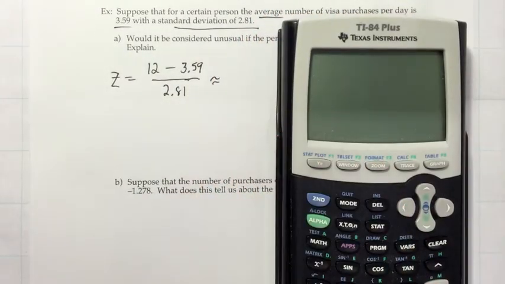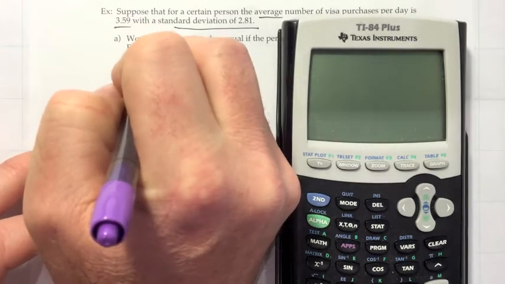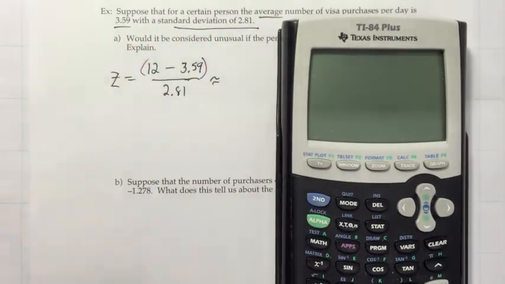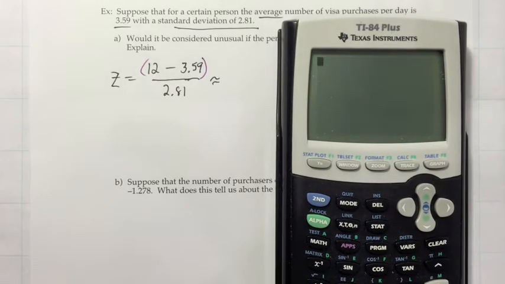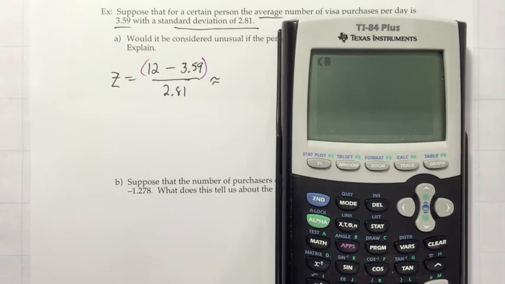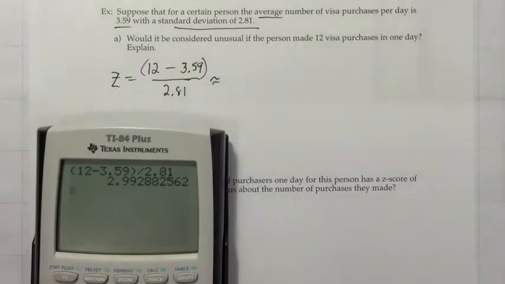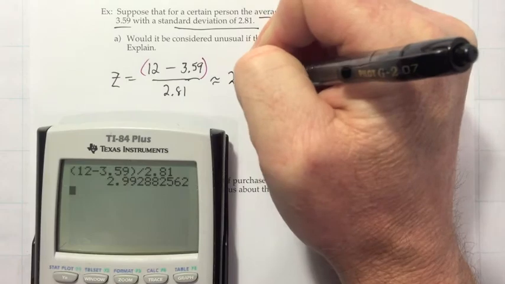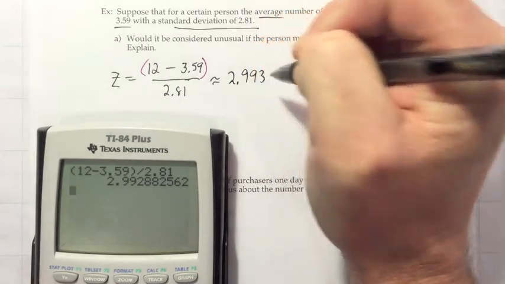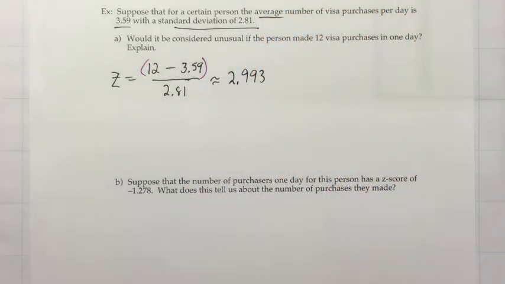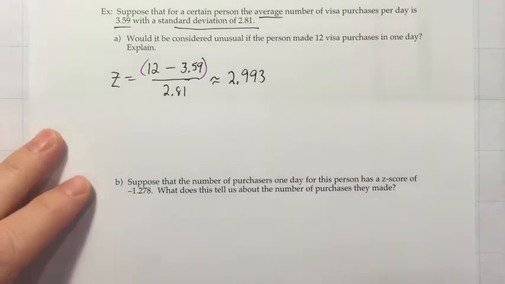When I go to enter that in the calculator, it is important to remember on all z-scores that because there's a subtraction in the numerator that we want done before the division, in order for the calculator to get that correct, we need parentheses around the top. So 12 minus 3.59 divided by that standard deviation of 2.81, and we get a z-score of 2.993. Remember exactly 3 decimal places on z-scores. So that would be 2.993.